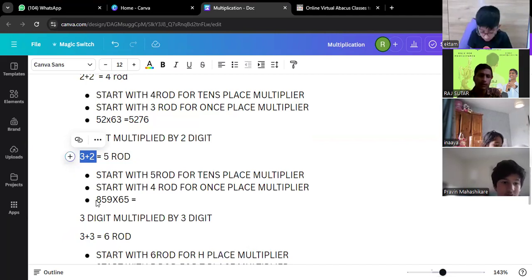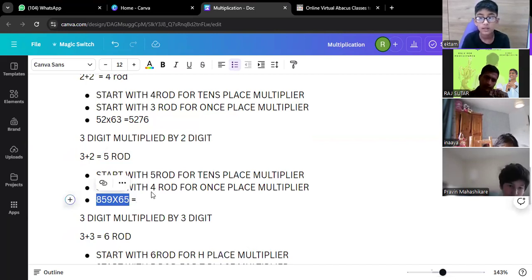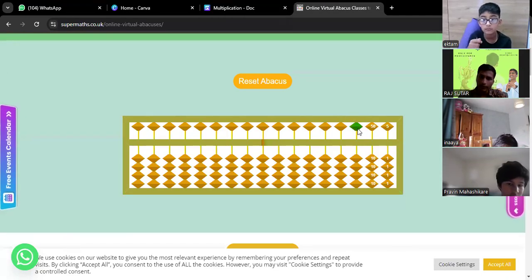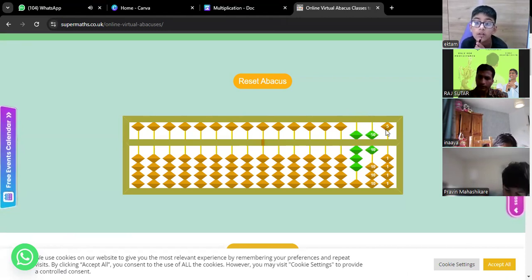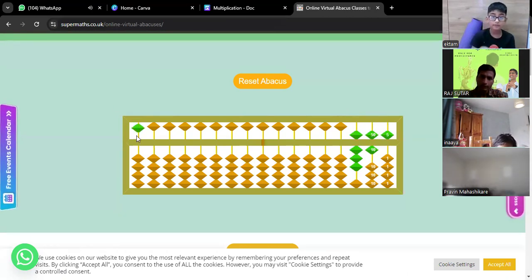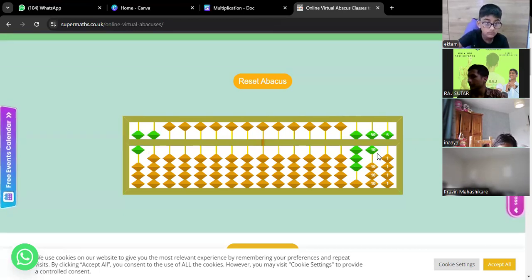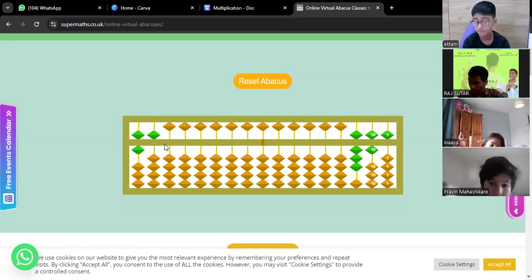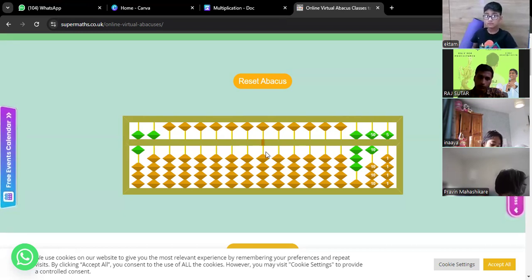Now let's take the sum 859 multiplied by 65. Okay? We've taken 859 multiplied by 65. I will write over here 859 multiplied by 65. I have not written 859 over here because it will cover the beads. Getting it? This is my 1, 2, 3, 4 and fifth rod. This is my fifth rod.